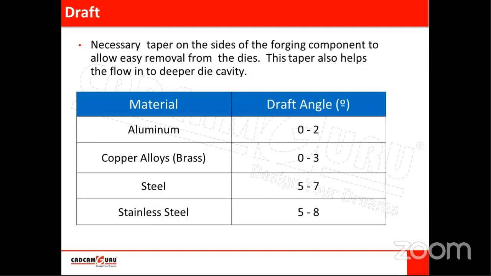This taper also helps for the better flow of material in the deeper die cavities. If die cavities are too complex, then this taper helps the material flow inside these cavities. Cavities will be filled in a better way if there is a taper, right? For aluminium, the general draft angle specified is 0 to 2 degrees. For copper alloys like brass, it is 0 to 3 degrees. For steels, it is 5 to 7 degrees. For stainless steels, again, it is 5 to 8 degrees, right?